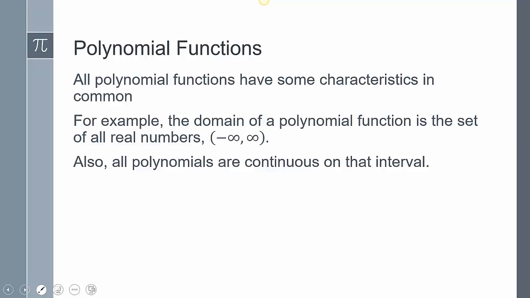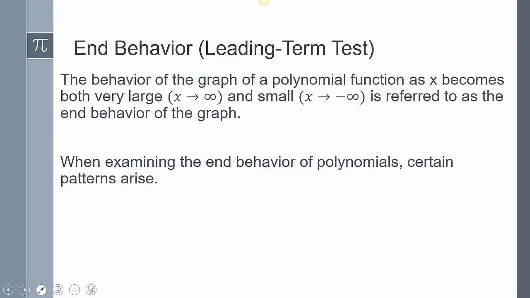Now, some polynomials have characteristics in common. First, the domain of a polynomial function is the set of all real numbers from -infinity to +infinity. And all polynomials are continuous on that interval. Now, for the end behavior of a polynomial, all we're looking at is what the graph is doing as x goes to +infinity and x goes to -infinity. So you examine it and ask, as x goes to +infinity, is my y going up to +infinity or down to -infinity?